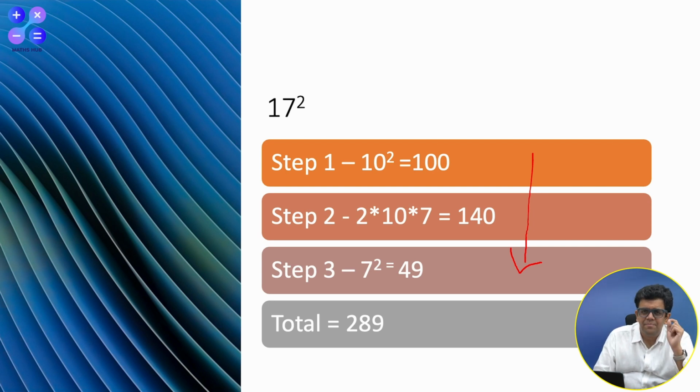Slightly tougher, but over a period of time, you will get the hang of this so easily that it will become second nature. You can also calculate this as (20 minus 3) the whole square. In that case, you will do 400 minus 120 plus 9, which is 280 plus 9, again 289. I hope you are getting the hang of it.